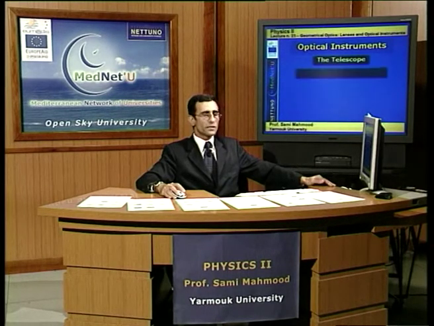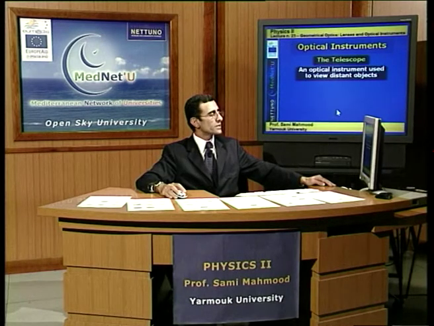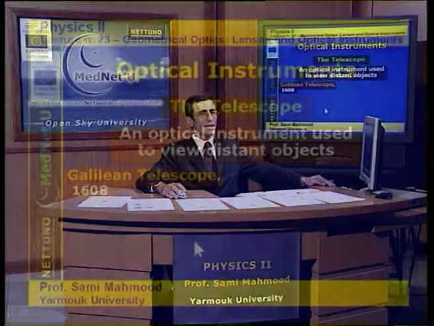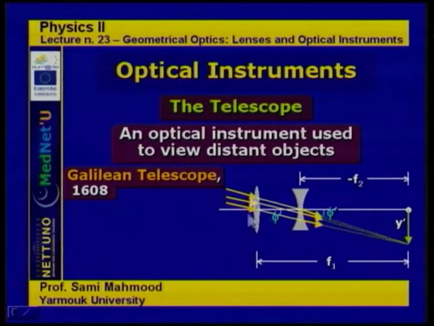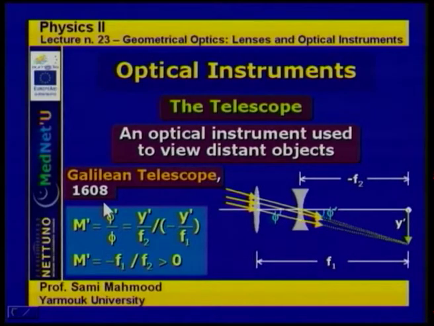And now we talk about the telescope as another optical instrument to view distant objects. First of all, the Galilean telescope looks like this, where we observe far away objects. We think of the light as coming from infinity with parallel rays through this lens. Then the image is formed and it is observed through another divergent lens. This was the Galilean telescope, which was introduced in 1608. The magnification for such a telescope is simply M prime equal to minus F1 divided by F2, which is larger than zero because F2 is negative.